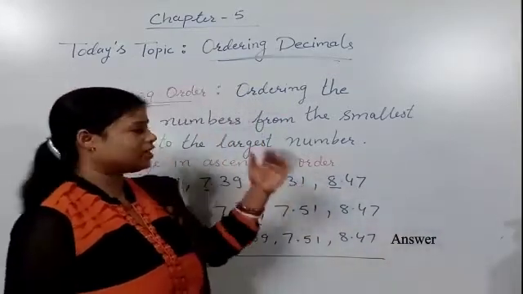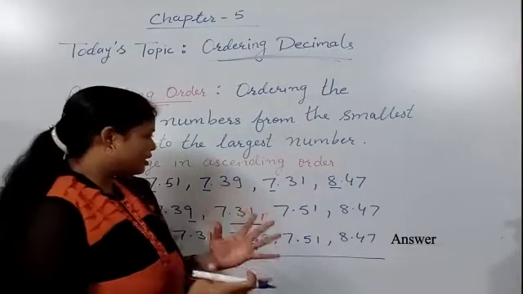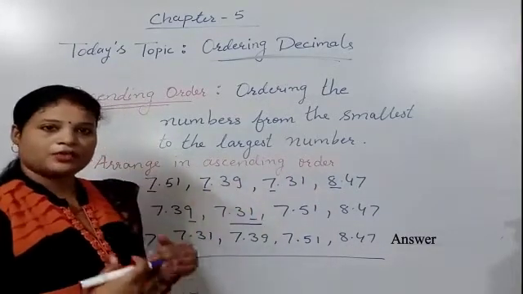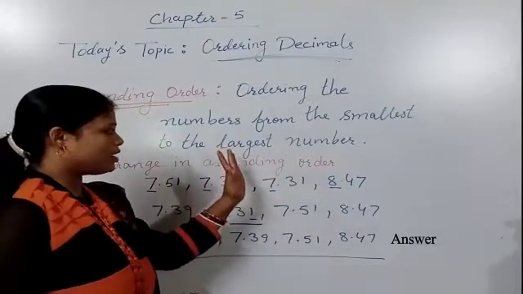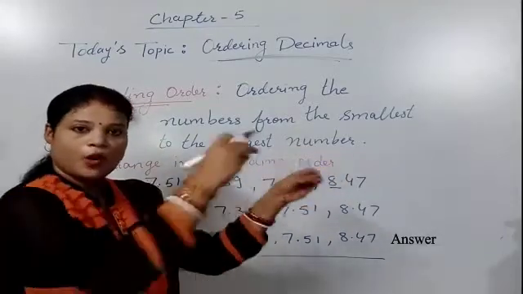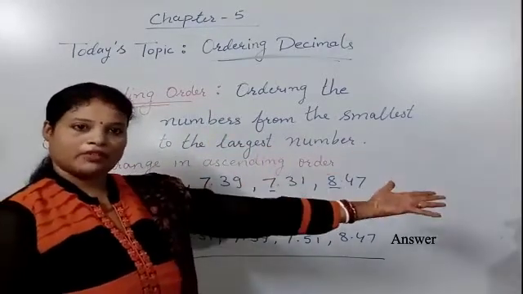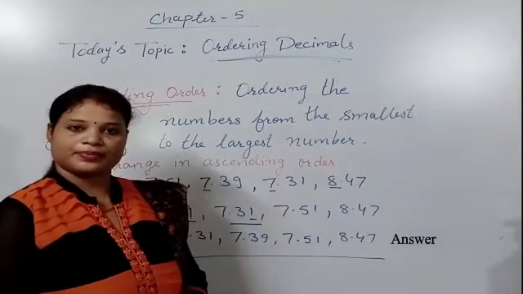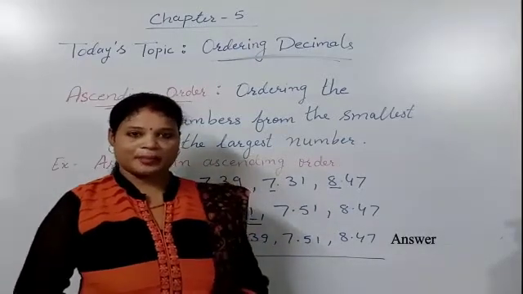Okay? So are you clear about ascending order? What do we have to see in this? We have to compare the digits. Smallest to largest means we will pick the smallest number first and then go to the largest number. Okay? Now we'll see descending order.